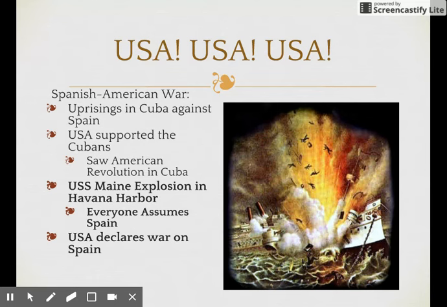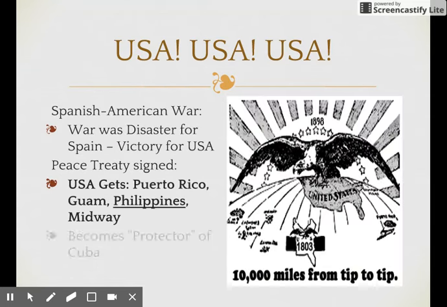One night, while this American warship, the USS Maine, is in the harbor, it's going to experience an explosion, and a tremendous number of the sailors and soldiers on board are going to die. When that occurs, the United States is going to blame the Spanish for the explosion and declare war on Spain. In the following war, known as the Spanish-American War, Spain is actually going to be decimated.